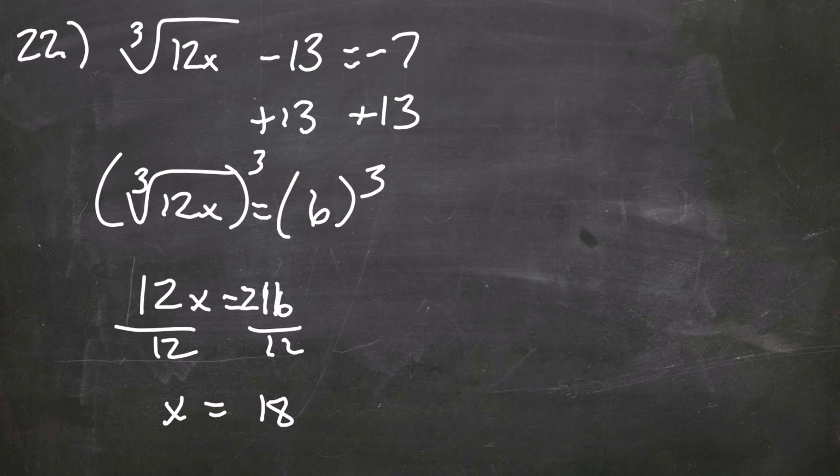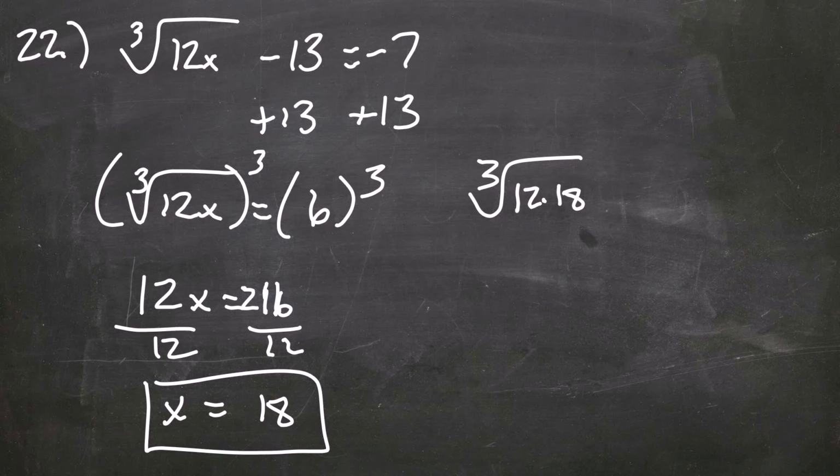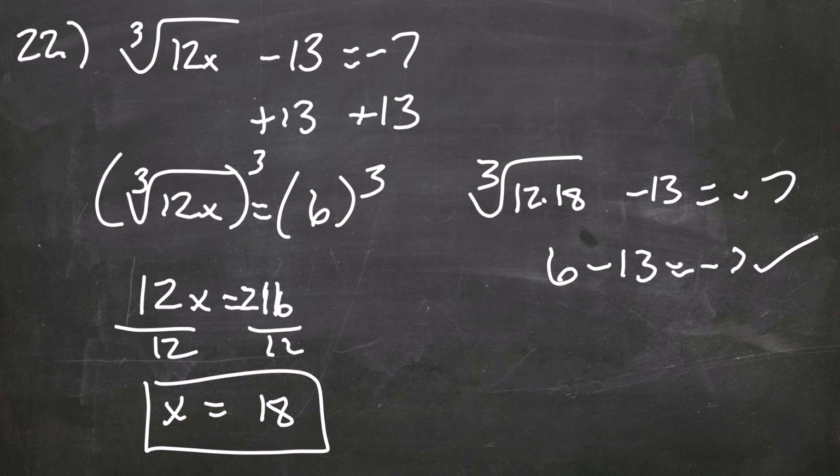So now I'm going to plug this in. So I say the cube root of 12 times 18 minus 13 equals negative 7. 12 times 18 is 216. The cube root of that is 6. 6 minus 13, does that equal negative 7? It does. So that's it for 22.